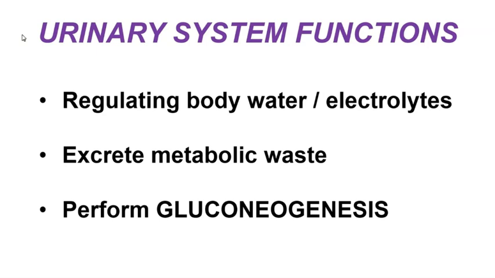So the urinary system is principally going to regulate both the composition of body water and the amount of electrolytes that's in our fluids and in our blood as well. It will also work to excrete metabolic waste. So these are nitrogen-containing wastes that are formed when things like proteins are broken down. And so it's going to add those to the fluid that will eventually become urine and will be excreted from our body.